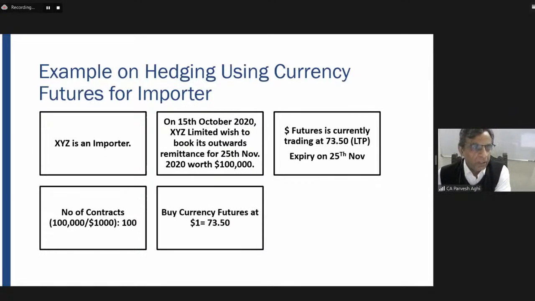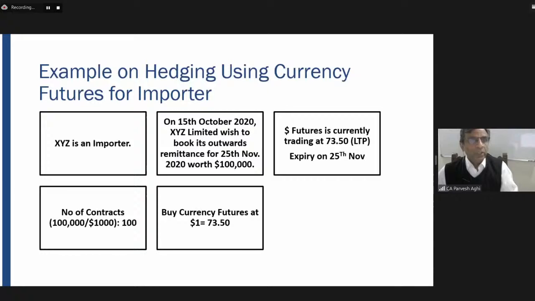So what will you be doing? You will be buying currency futures. You can either sell currency futures or you can buy. Why do we choose to buy currency futures? Now here, whatever your position is in the real market, you are an importer. Okay, you are going to make a payment in dollars, but you don't have dollars. So you are short of dollars now. Okay, so you have to take a long position in dollars.